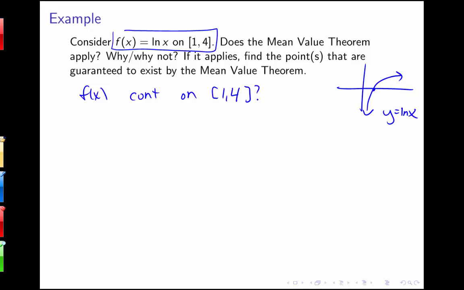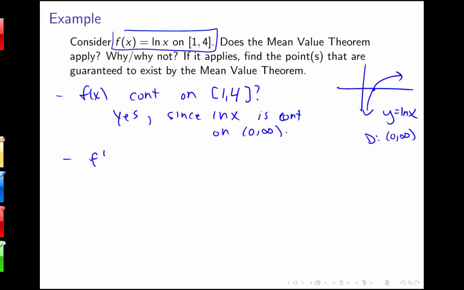Okay, and so the natural log function has a domain from 0 to infinity. So it's certainly continuous on 1 to 4. Yes, since the natural log x is continuous on the interval from 0 to infinity, it's certainly continuous on this subset. So what about differentiability?